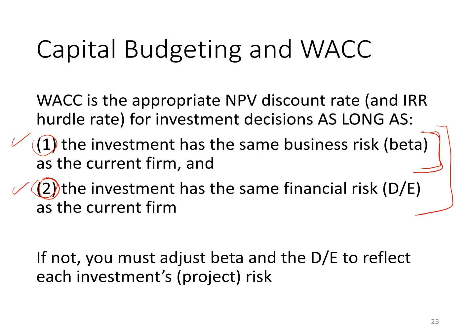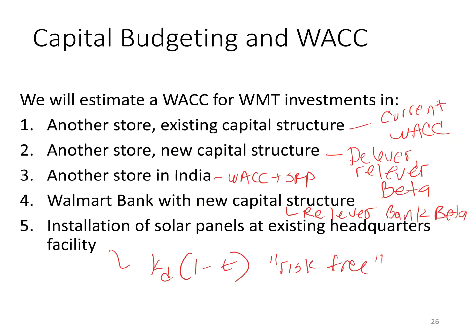So let's look at how I do that for Walmart investments in 5 different areas. First, we're going to look at Walmart adding one more store using the existing capital structure. In other words, they're going to build one more store in State College, Pennsylvania. It's going to look like all the other stores, and they're going to finance the CapEx using Walmart's D/E ratio. In other words, if Walmart is 20% debt and 80% equity, they're going to finance that store using 20% debt and 80% equity. And if that's the case, I'm going to use the weighted average cost of capital.